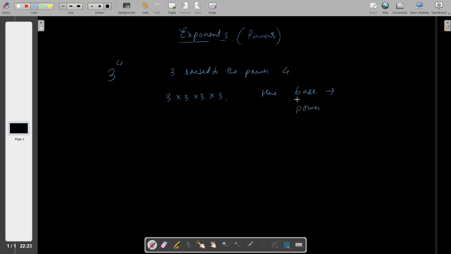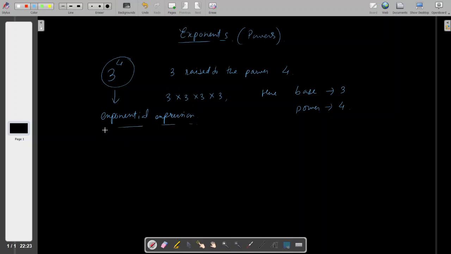So what is your base here? Your base is 3, and what is your power? It is 4. So this system of writing in the form of powers with a base is known as exponential form, or such expressions are also called exponential expressions. So let's come to the main thing.